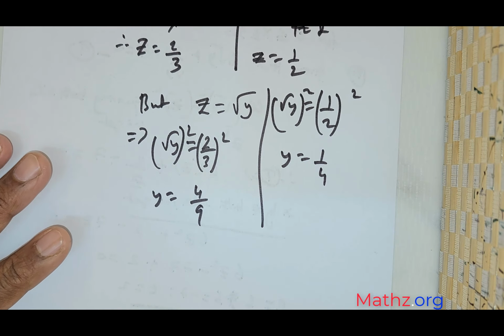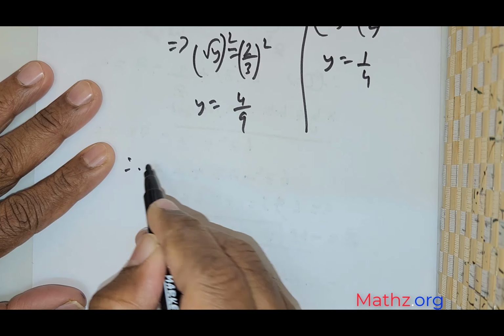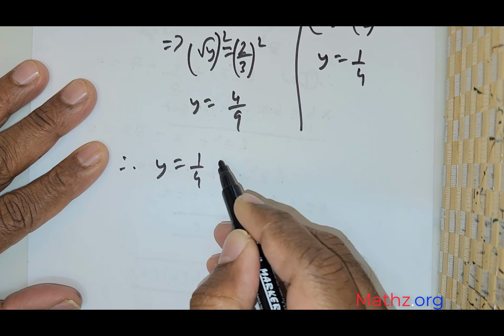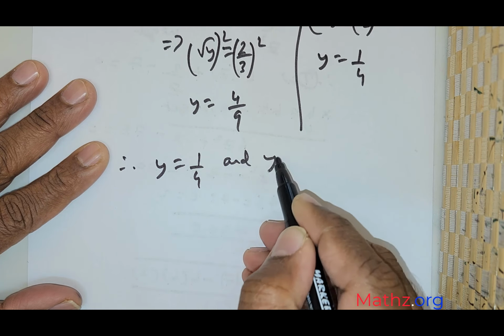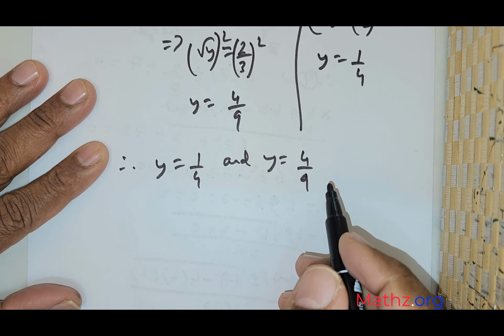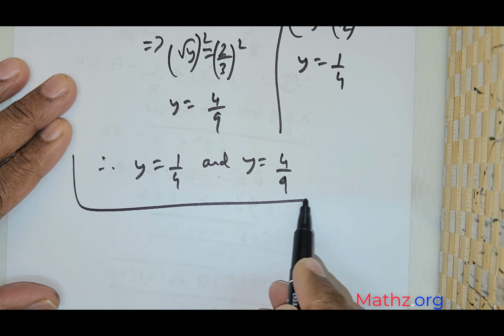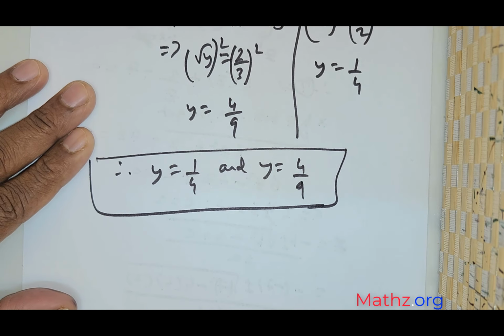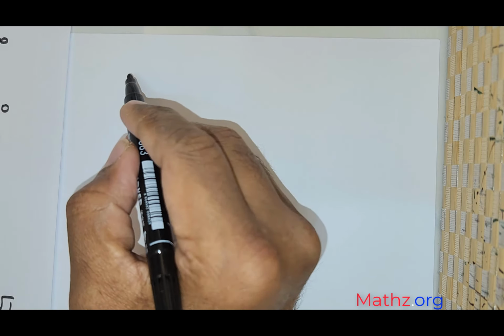So therefore we are just asked to solve, right? So therefore y is equal to 1 over 4 and y is equal to 4 over 9, and box it. Now let's do the next part.